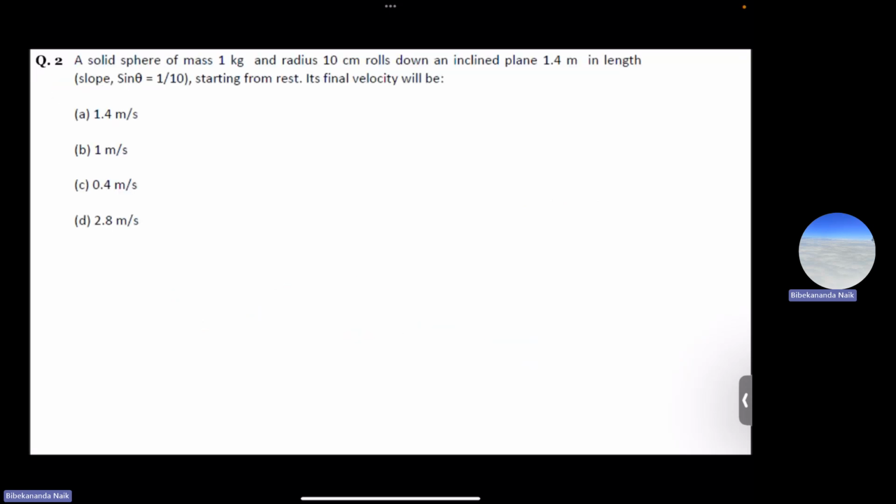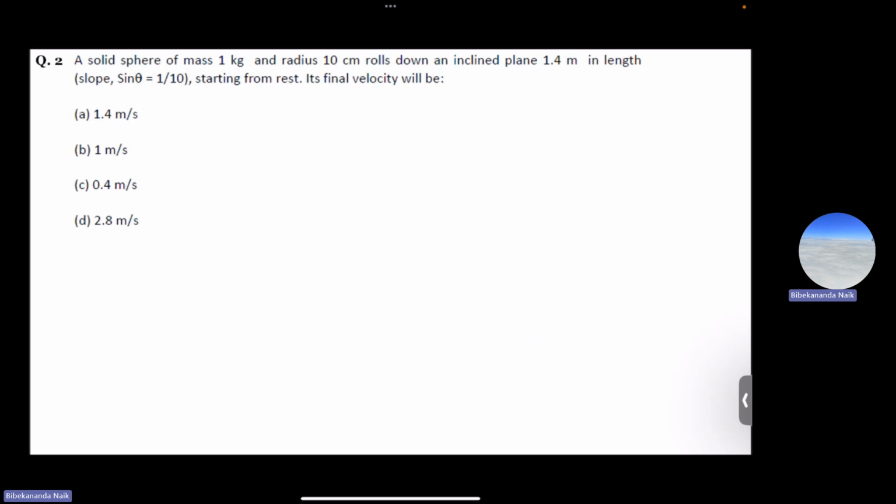Question number 2 says a solid sphere of mass 1 kg and radius 10 centimeter rolls down an inclined plane 1.4 meter in length, and the slope of the inclined plane is given as sine theta equals 1 by 10. Starting from rest, its final velocity will be. The options are option A 1.4 meter per second, option B 1 meter per second, option C 0.4 meter per second, or option D 2.8 meter per second.